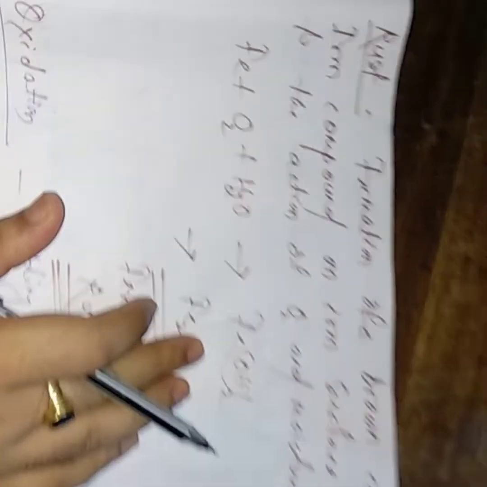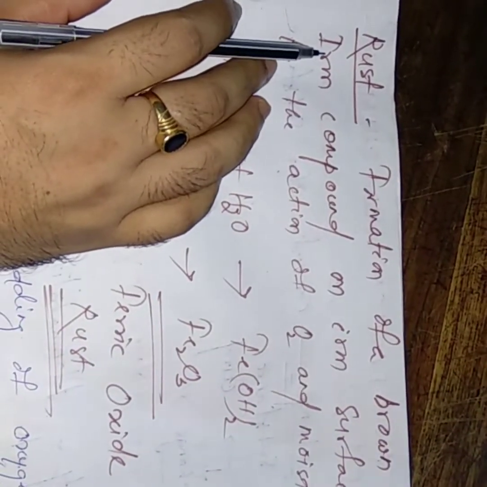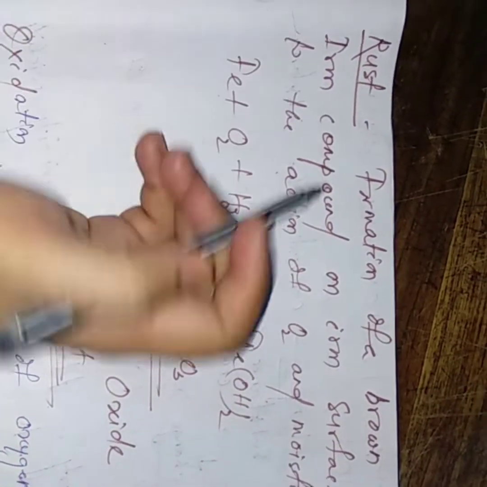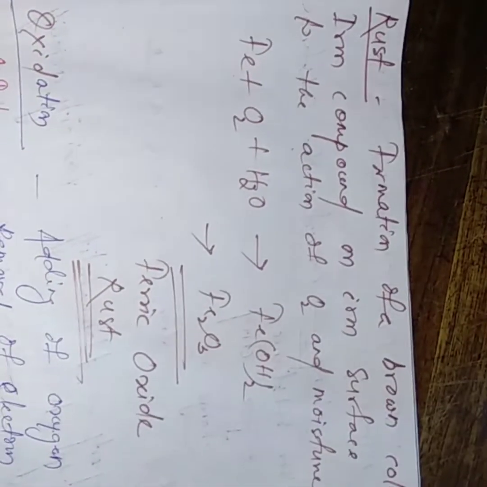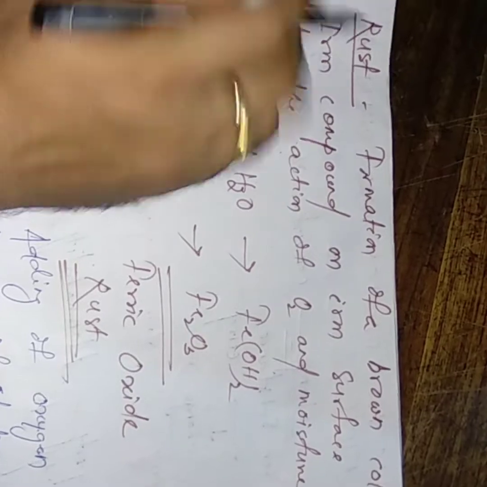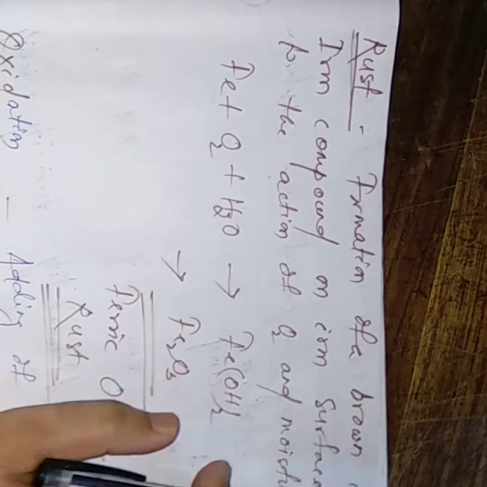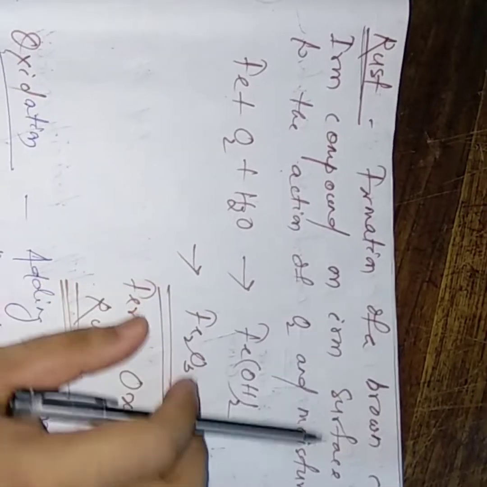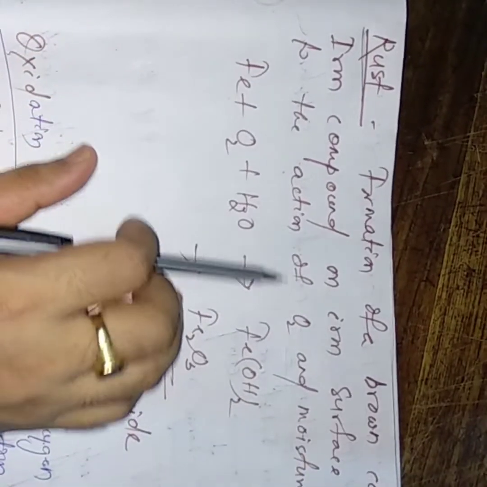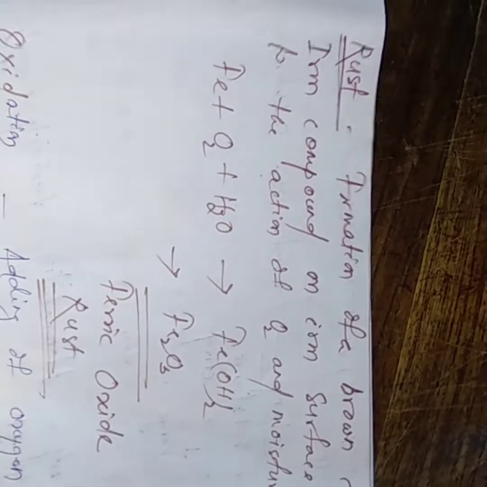Okay, so this is the second part of the first chapter, chemical reactions and equations. Our next term is rust. Formation of a brown color iron compound on the iron surface due to the action of oxygen and moisture is known as rust.